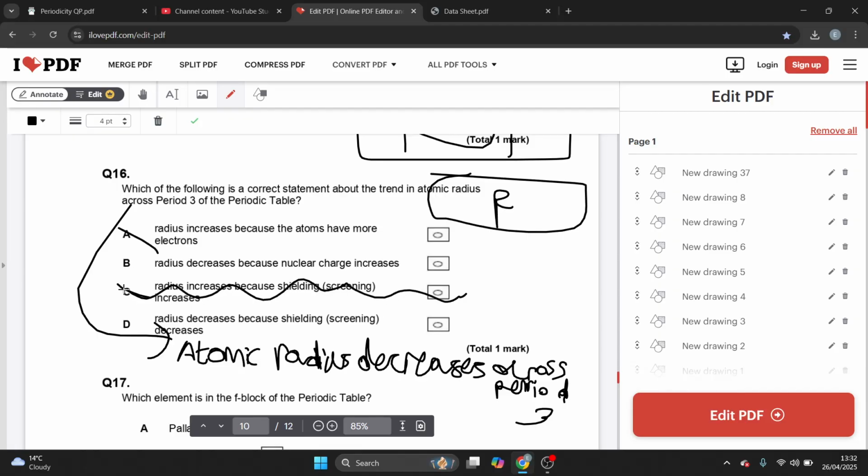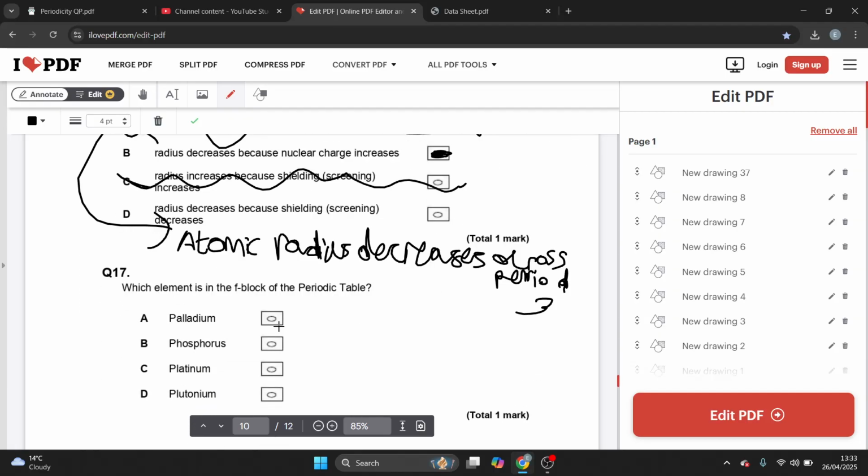So obviously it's not going to be that easy. I can cross all of them out because all three of them say increases. No, two of them say decreases. So I need to identify the correct reason. Radius decreases because nuclear charge increases, or radius decreases because shielding decreases. Radius decreases because nuclear charge increases. Yes, that is absolutely true. You could definitely fall for D, but just don't fall for it.